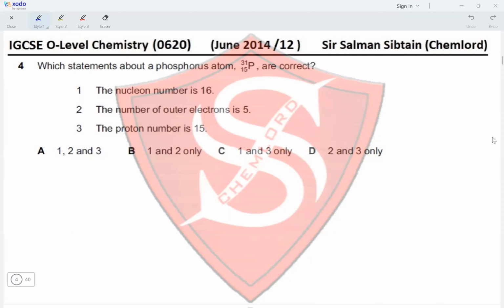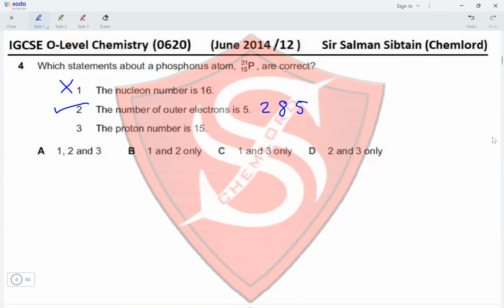Question 4. Which statements about a phosphorus atom are correct? The nuclear number is 16. No, the nuclear number is 31, not 16. This is incorrect. The number of outer electrons is 5. So there are 15 electrons. So that would result in an electronic configuration of 2, 8, which is 10, and then 5. So yes, the outer electrons is 5.